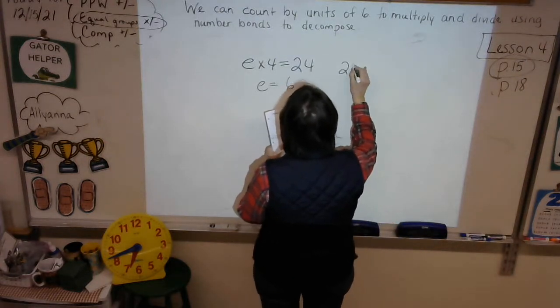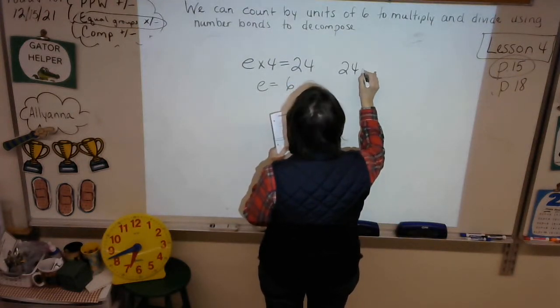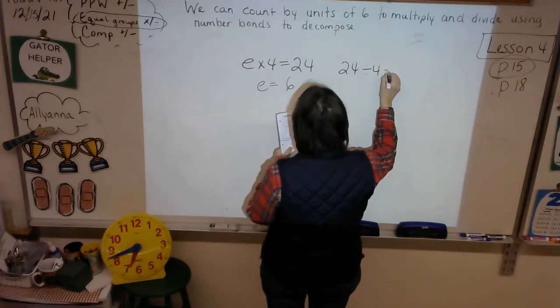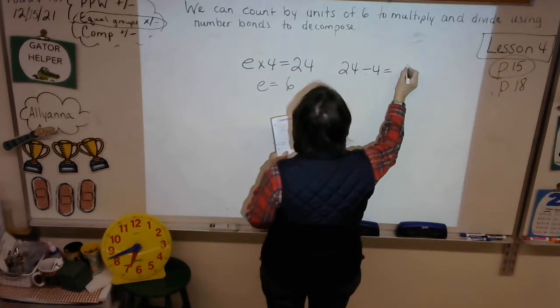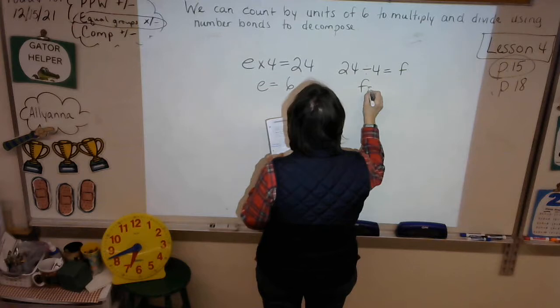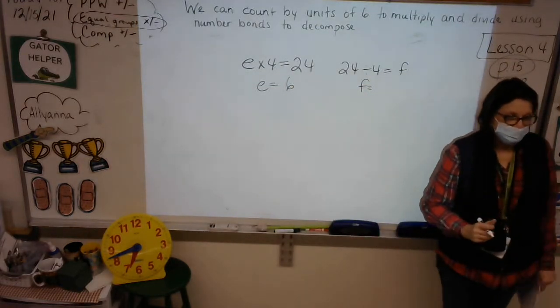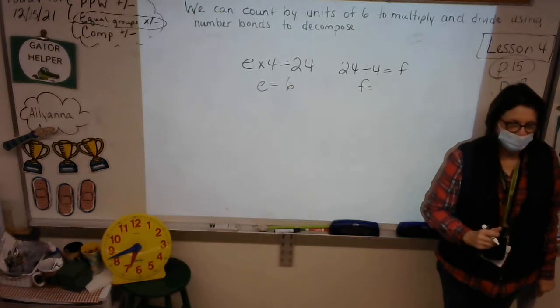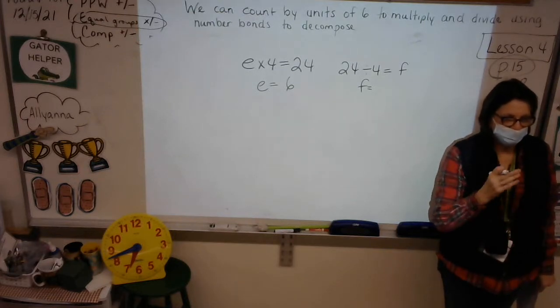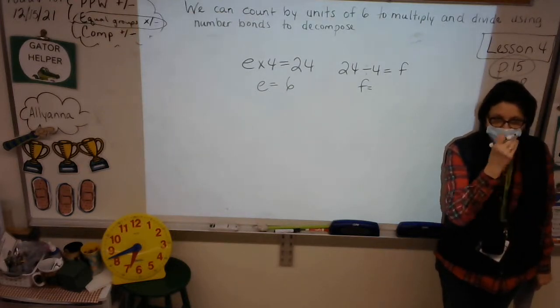Okay, you know I'm going to give you a division one to match this. We're going to say 24 divided by 4 equals F. What does F equal? You got it. Nice. Jadalyn is on fire up here.